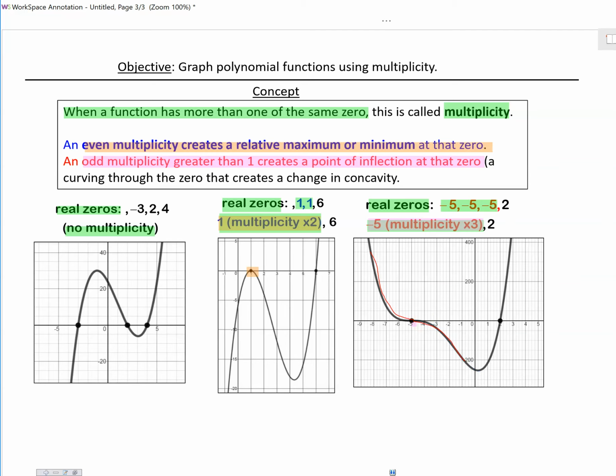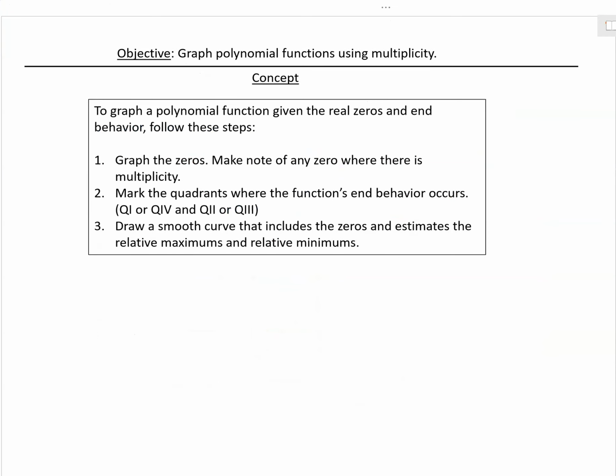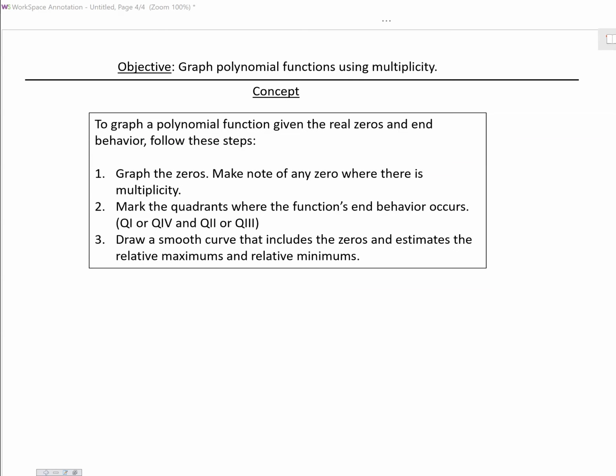All right, so in this lesson, we are going to be focusing on using multiplicity to create graphs of polynomial functions. So we're going to graph a polynomial function. We will be given the real zeros and we'll be given the end behavior because we'll need to know that too. So we'll graph points at the zeros and we'll want to make sure that we make a note of any zero where there is multiplicity.